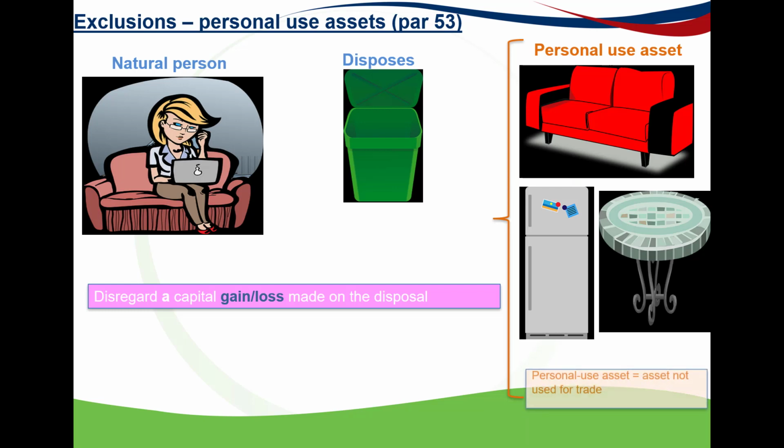A personal use asset is any asset that is not used for trade. Now, for assessment purposes, even though we know the gains or losses should be disregarded, it must still be shown in the calculations, and the disregarding must be clearly indicated.